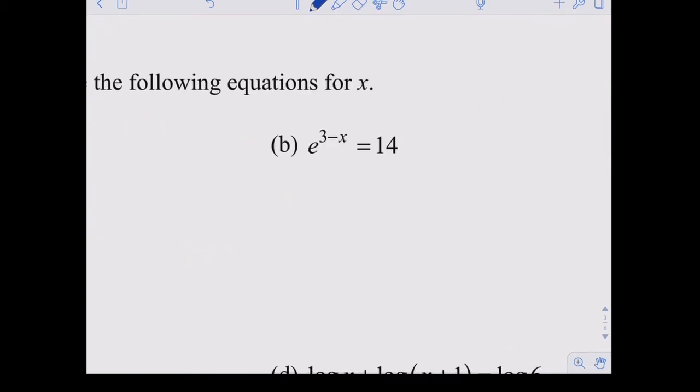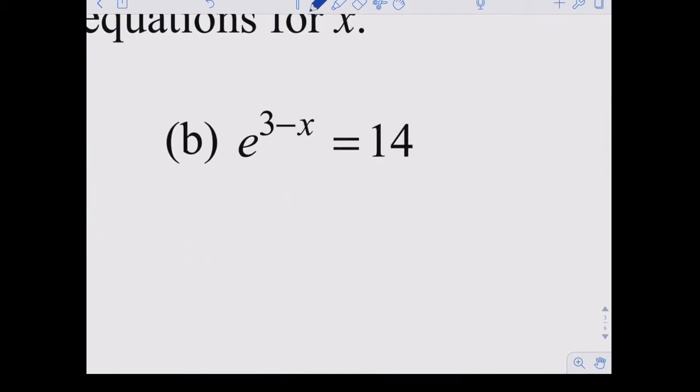All right, letter B. Ooh, it's exponential. Well, we could try to get the bases the same. We have an exponential on the left. Can we write 14 pretty easily as a power of e? I don't think so. I can't do it. So what do we do instead? We will take the natural log of both sides.